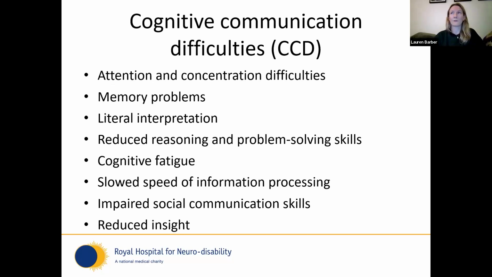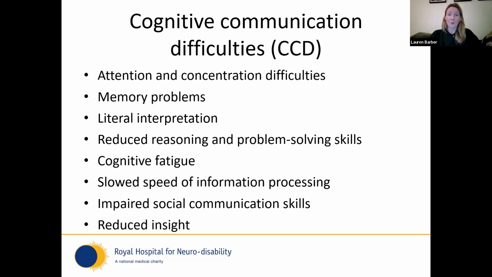So those are the core speech and language disorders, but then cognition also plays a really key role in communication. So cognitive communication disorder is something that is part of language, but it's more led by the cognition parts of the brain than the language parts of the brain. And it comes about from problems with attention or concentration. So if someone's very distracted, they might not be able to focus on what you're saying. Memory problems, so they might not be able to remember what you said. It might seem like they're not really listening.